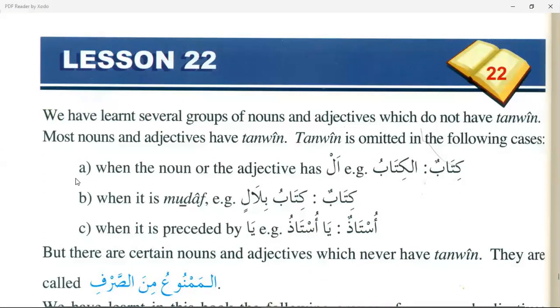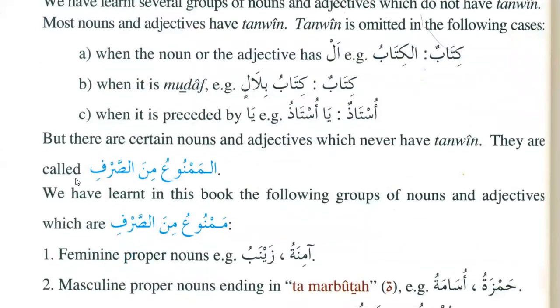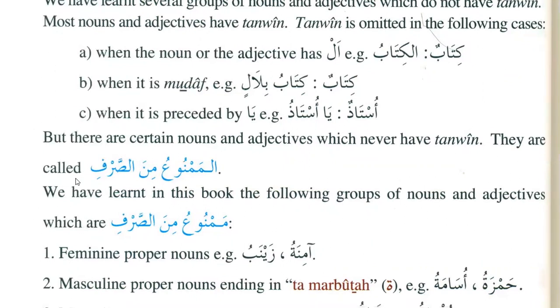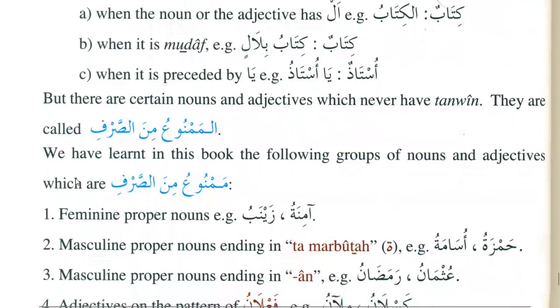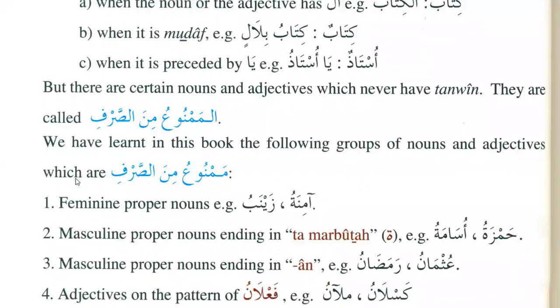But there are certain nouns and adjectives which never have tanween. They are called al-mamnu minas sarfi. So mamnu minas sarf means those nouns with which we cannot use tanween. We have learned in this book the following groups of nouns and adjectives which are mamnu minas sarfi.